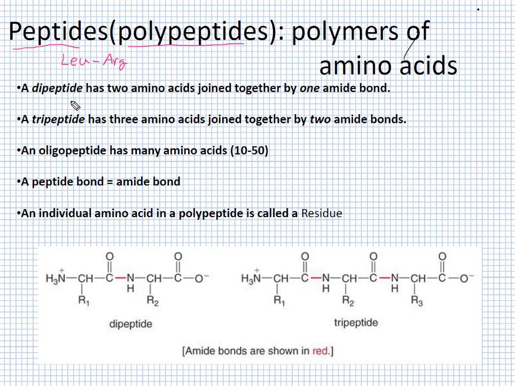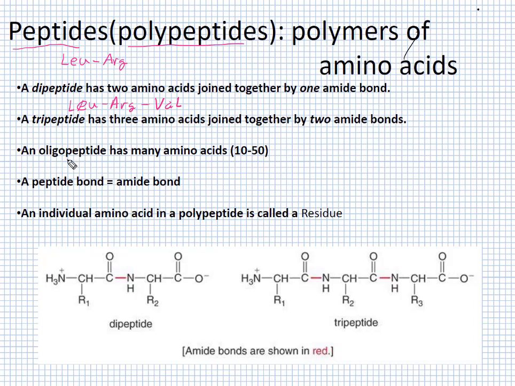A tripeptide, we could have leucine, arginine, and maybe a valine or something like that, three amino acids. An oligopeptide, so you have a dipeptide, tripeptide, tetrapeptide. Oligopeptide isn't specific for any particular number, it's just many amino acids. Right, so an oligopeptide is maybe 10 to 50. So oligopeptides are really kind of the same thing as a polypeptide.